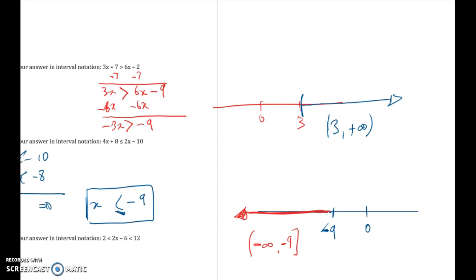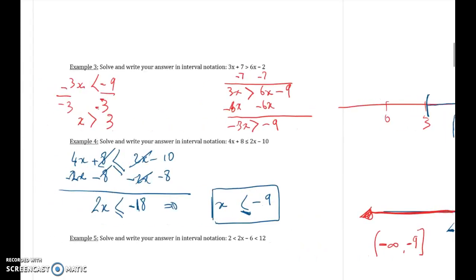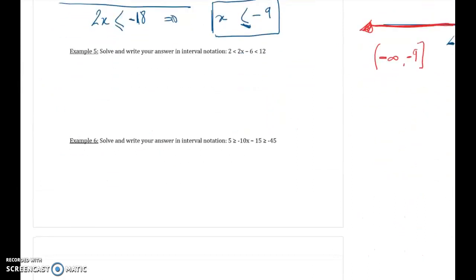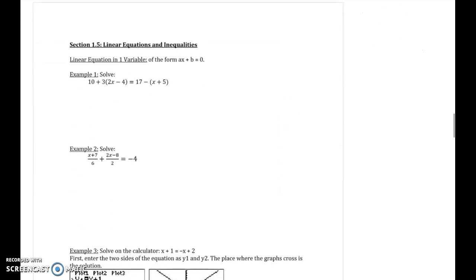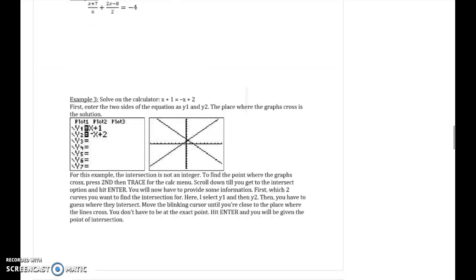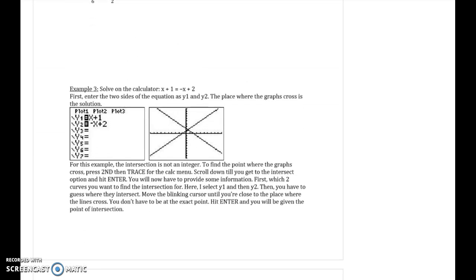All right, so I will let you do example number 5 and example number 6 by yourself. Example number 1 and example number 2, I'll let you do by yourself. Pretty easy. You have done that already many times.